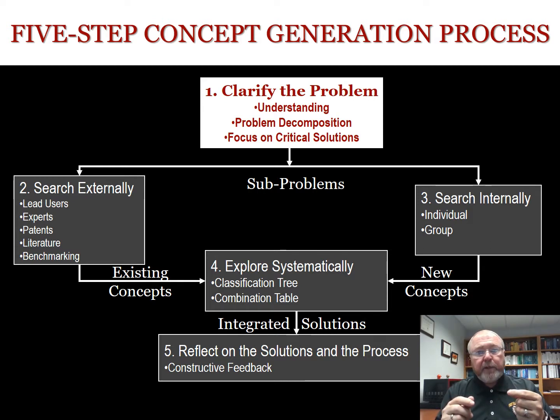Okay. So what we need to be able to do is generate a lot of concepts, and afterwards, systematically reduce the number of concepts that we consider seriously. That will go into the next topic that we'll jump into after concept generation, which will be concept selection. And finally, out of those approaches of clarifying the problem, searching externally, searching internally, and exploring systematically, we would derive integrated solutions. That's what we were just doing when we were making those different concepts.